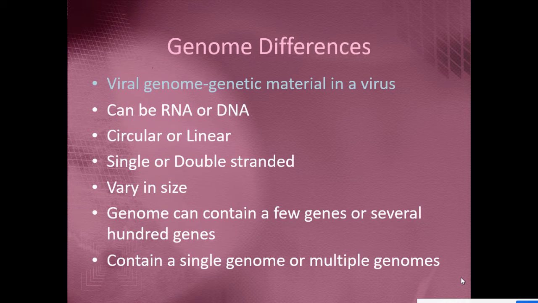So genome differences. A viral genome is the genetic material in a virus. It can be RNA or DNA, and it can be circular or linear. It can be single or double-stranded. So there's a lot of variables here with this genome. They vary in size from really tiny to fairly large, but nowhere near the size of our genome. It can contain a single genome or multiple genomes. So they have a lot of flexibility here.